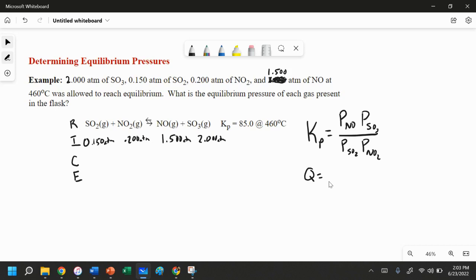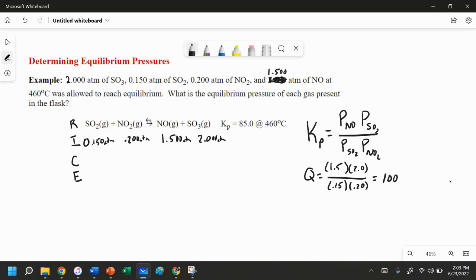If our Q value is less than Kp, then that means we have too much reactant and we need to make more product. So let's go ahead and solve for our Q value here. So Q, we plug in all our initial pressures, 1.5 times 2.0 divided by 0.15 times 0.20. And when you solve for this Q value, you get a value of 100.